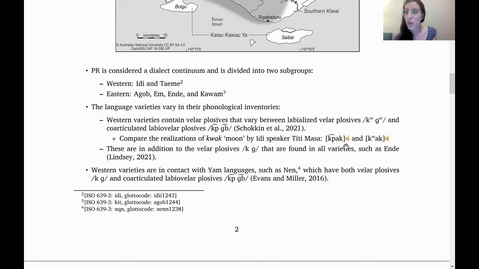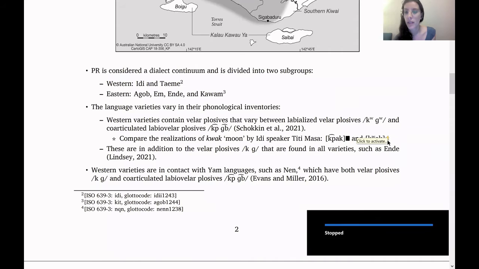I have two sound files here by an Idi speaker saying "Titi Masa," saying the word "moon." The first one is going to sound more co-articulated, and the second one will sound labialized velar.